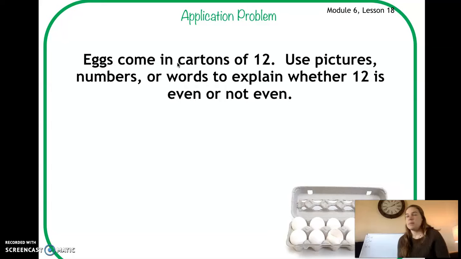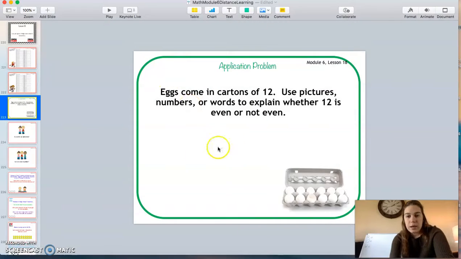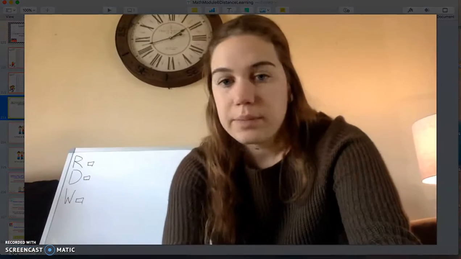So what does it mean to be even? With even numbers, you can pair them or you can put them in groups of 2. Or you can break them up into 2 groups and then the groups are still equal. So let's work on that here. I want to zoom out so you can see what I'm doing.